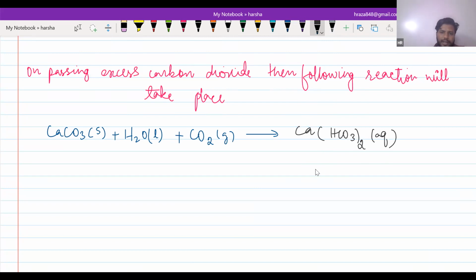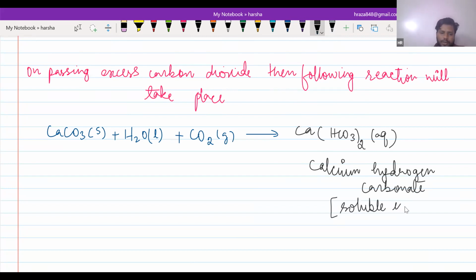Its name is calcium hydrogen carbonate, and this is basically soluble in water. See, this was a precipitate, that means it is insoluble in water. But if you pass excess carbon dioxide, then another compound forms, that is calcium hydrogen carbonate, which is soluble in water. Please write it.